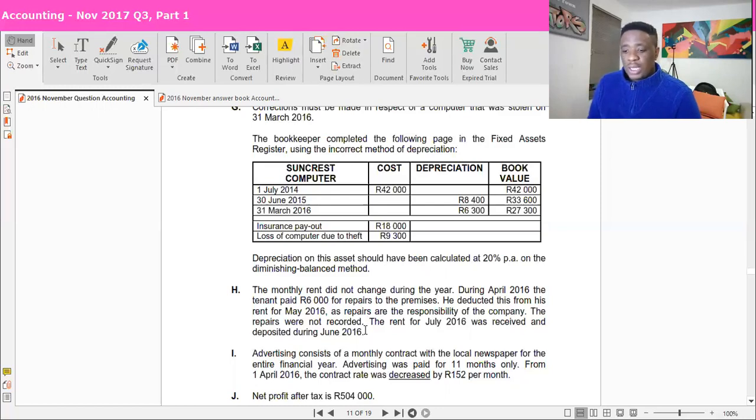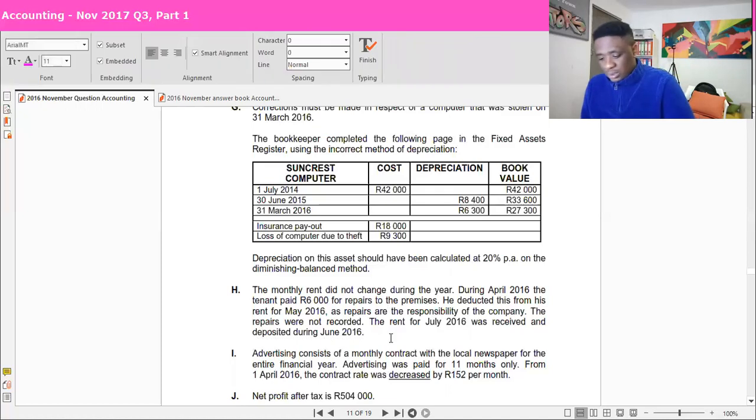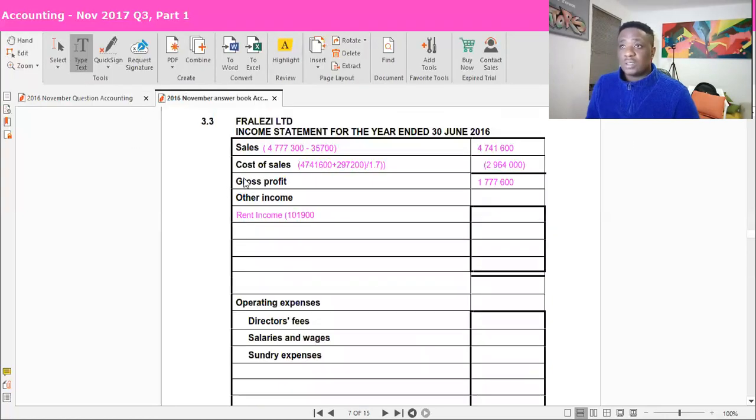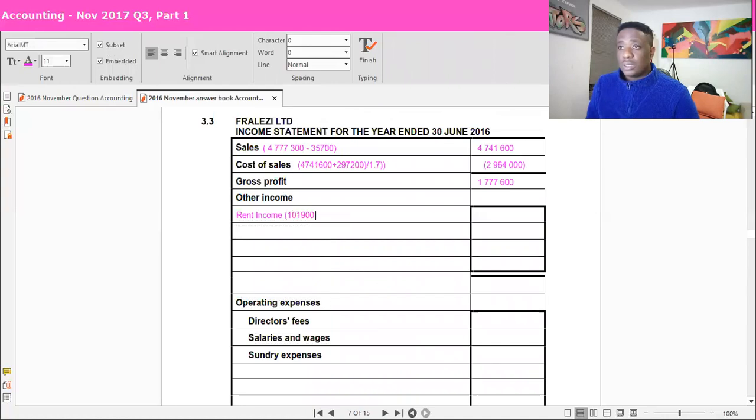So what we'd need to do in that case would be to find what the monthly rent is. I'll just do it this side. So the monthly rent in this case would be 101,900, and then we'd have to add the 6,000. Obviously, we would have to divide by 13 because we received rent for July as well, and that would give us 8,300.